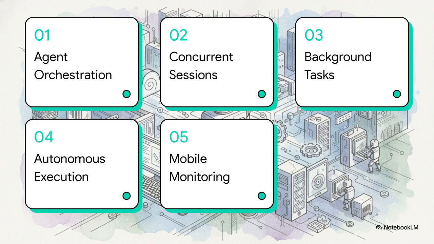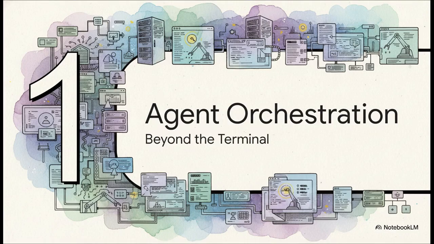Here's our roadmap for today's DevSync to level up our productivity. First up, welcome to agent orchestration. Second, managing concurrent terminal sessions. Third, launching background coding tasks. Fourth, autonomous execution with /goal. And finally, mobile monitoring and context. We're going to keep this tight and actionable so you can start using these tools literally today. Let's kick things off with the first major shift.